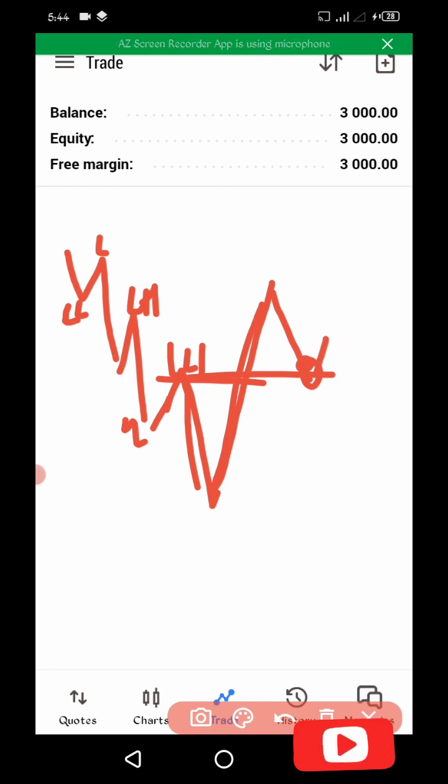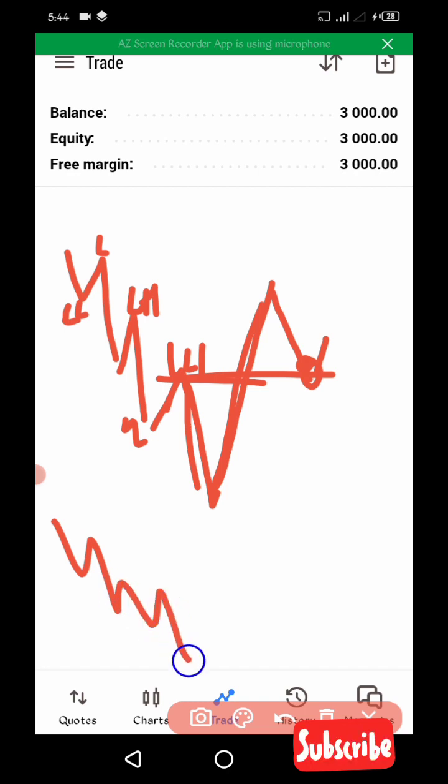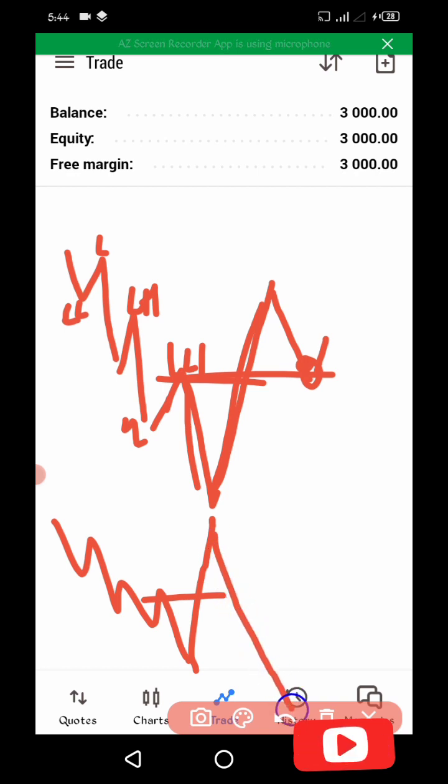Because this can happen, the market can go like this, because it did not form a retest on this, it can continue to move in sell direction. So you have to take note of this. You need to know when the market changes from uptrend to downtrend and when the market swings from downtrend to uptrend. So if you have any question, you can send it to me.